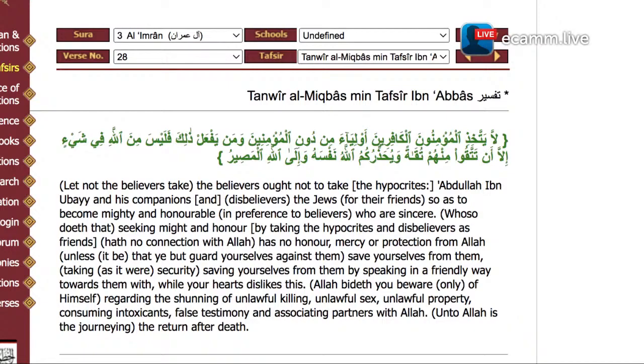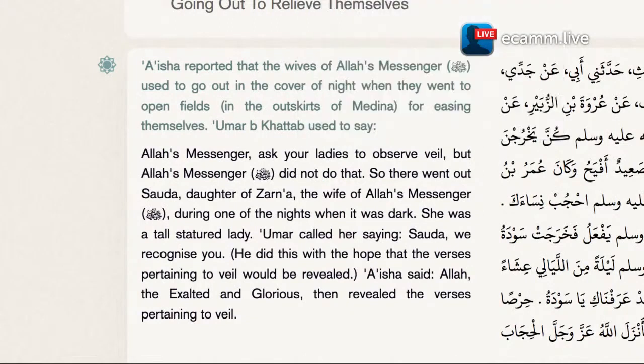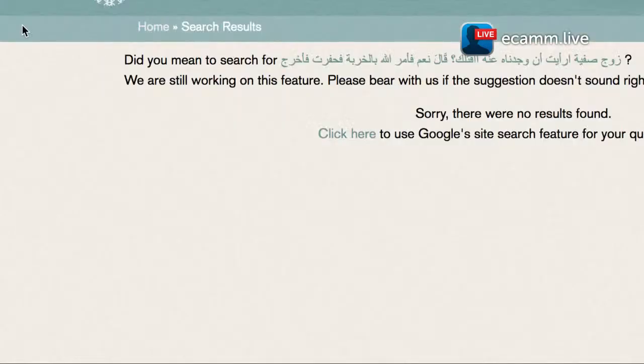This is a hadith here. Look at this one here. Ah, we can't find it in English. So let us see for something we can find in English.